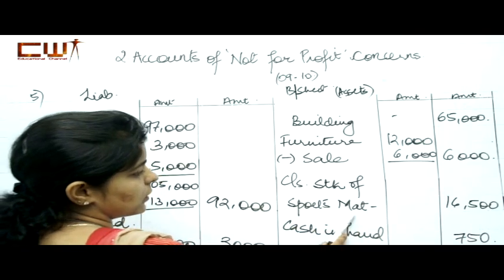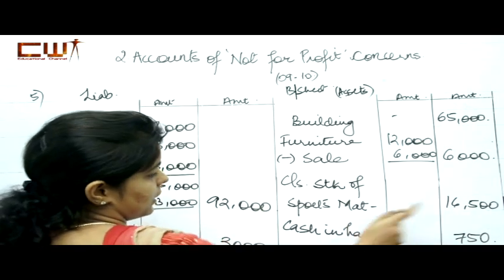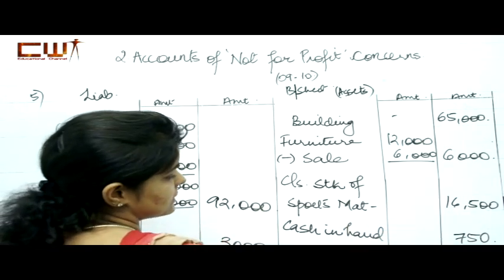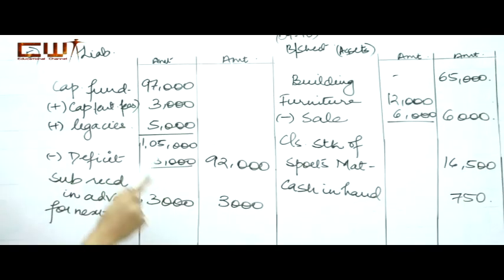Closing stock of sports material we calculated. It is 16,500, so it will come in this column. Cash in hand is given to you in the receipt and payment, so 750 will be written here. Come on to the liability side.